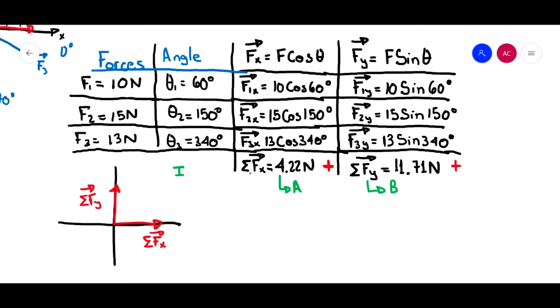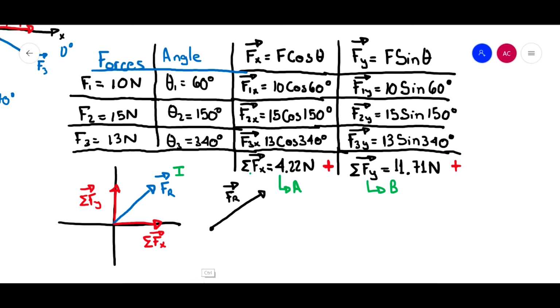And I need to find the resultant force. The resultant force will be the vector, will be the hypotenuse. This is called the resultant force. So if I make the little drawing of the triangle, this will be the resultant force.